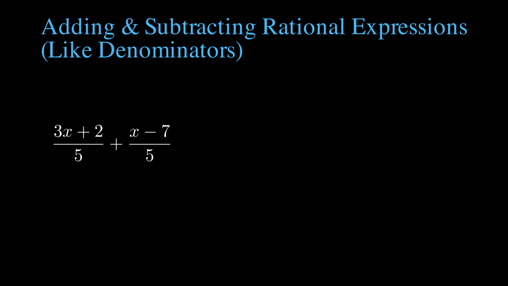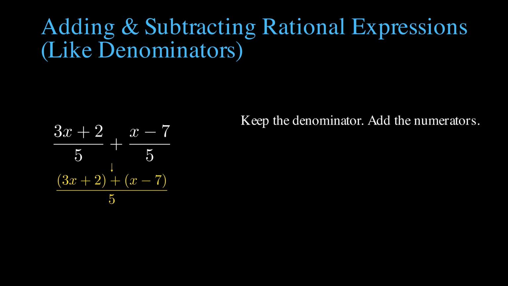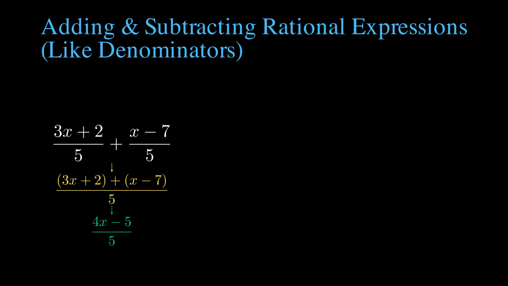We are adding (3x + 2)/5 and (x - 7)/5. Since the denominators match as 5, we combine the numerators. We add 3x + 2 and x - 7. We use parentheses to keep everything organized. 3x plus x is 4x. 2 minus 7 is negative 5. The simplified expression is (4x - 5)/5.